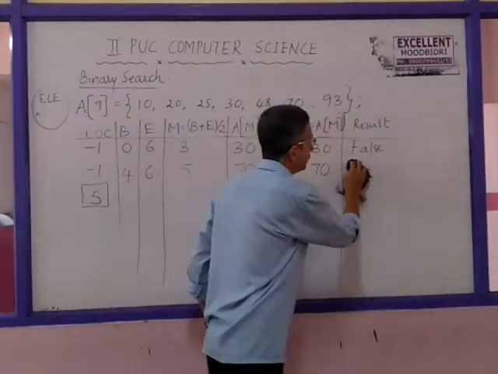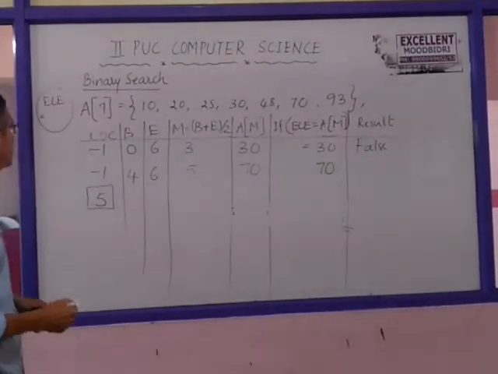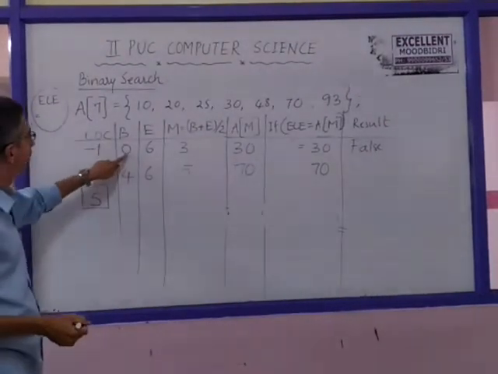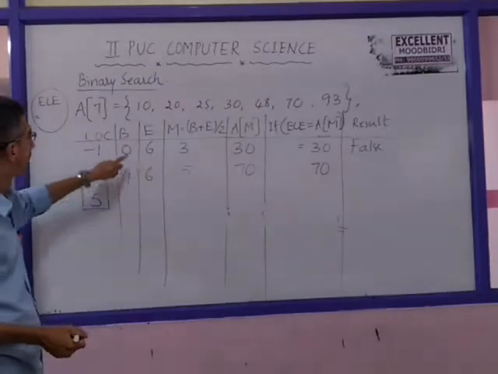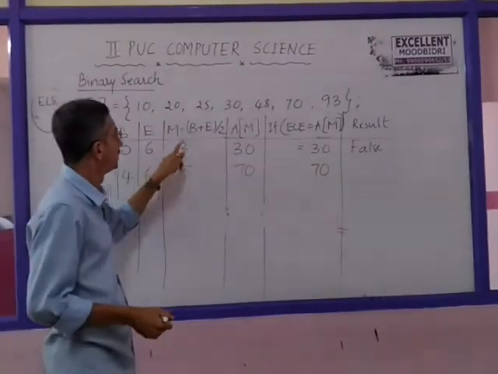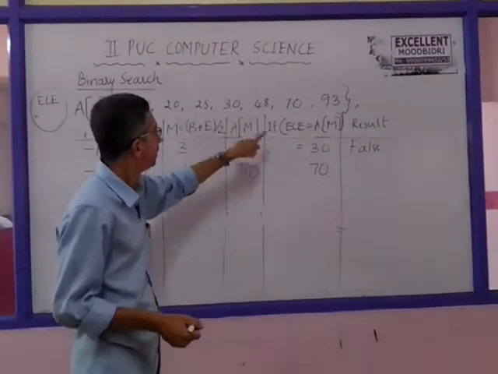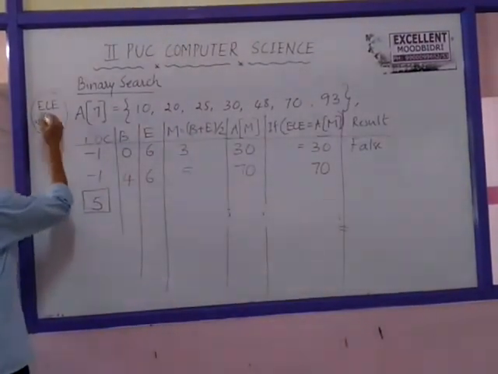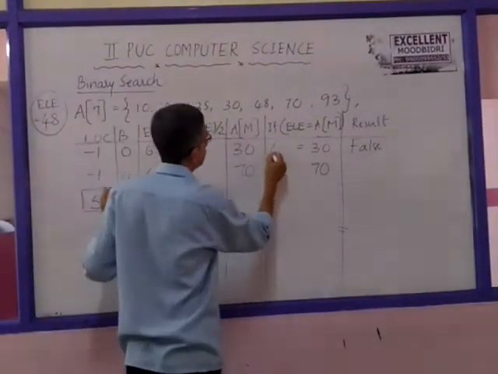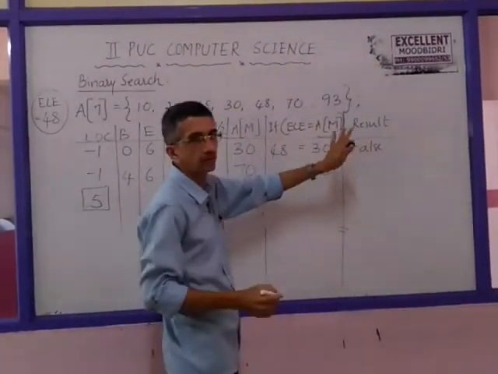Then we will trace these ones. First, location is -1, beginning is 0, end is 6. Same example. Mid is 3, mid item is 30. The search item, how much? We take 48. Is 48 equal to 30? False.